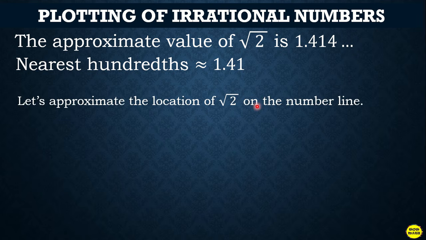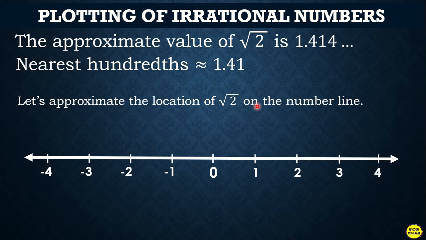So, therefore, let's approximate the location of square root of 2 on the number line. Okay, so paano natin kukunin ang location o paano natin ipa-plot ang square root of 2 sa number line? So let's have this. Balikan natin yung given natin kanina. Square root of 2 lies between 1 and 2. So ibig sabihin, ang graph niya ay makikita natin in between 1 and 2. Okay? So, dito natin siya makikita.